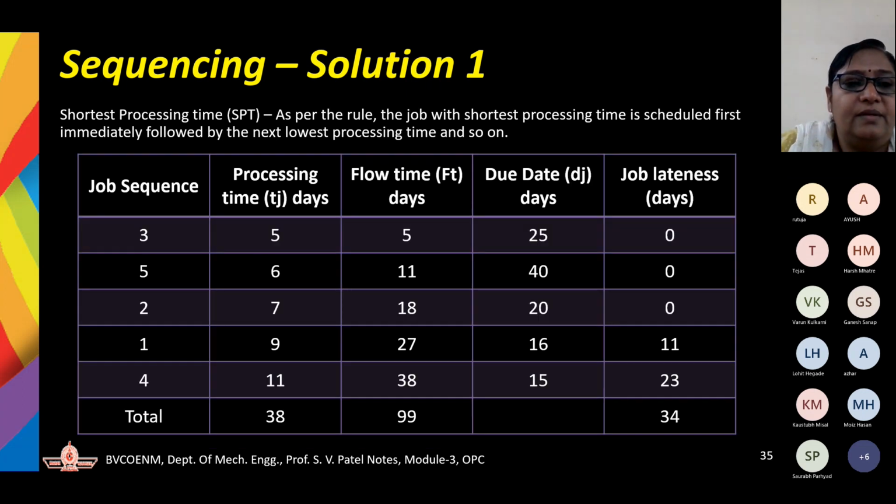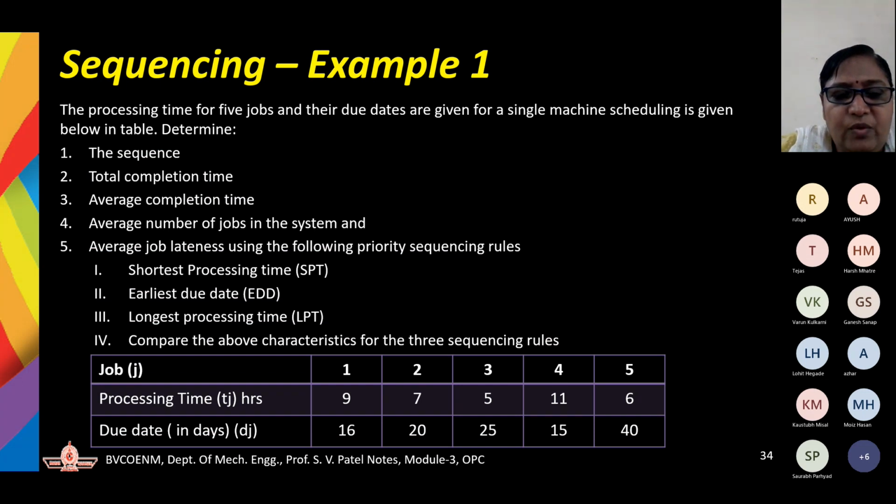Right, okay. Now, as per the shortest processing time, first we need to focus on which job has the shortest processing time. That is going to be first in the sequence. If you go to the previous slide, which one has the shortest processing time? That is job number 3. Then the next higher is job number 5. Then the next higher is job number 2, then 1, and then 4. So we have the sequence as per the SPT as 3, 5, 2, 1, 4.